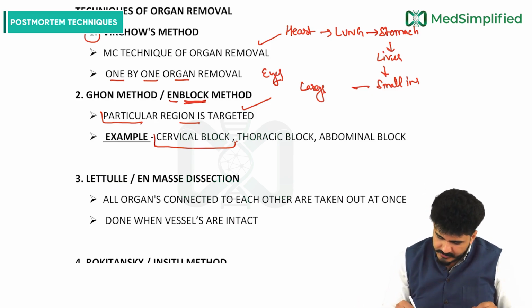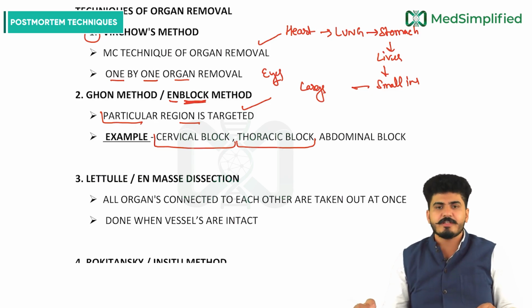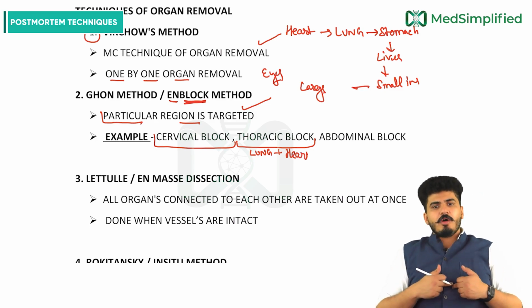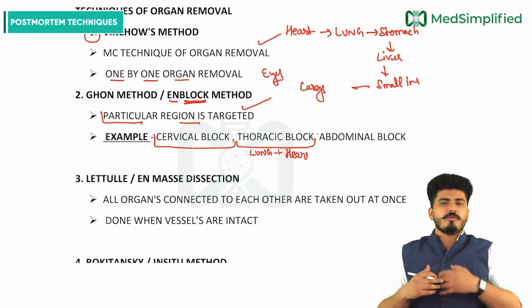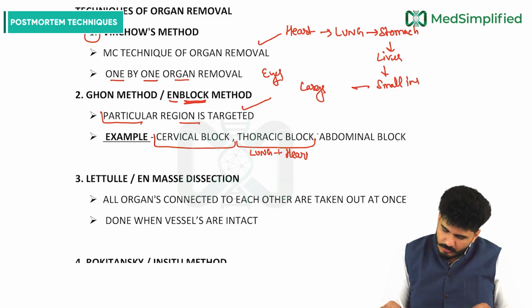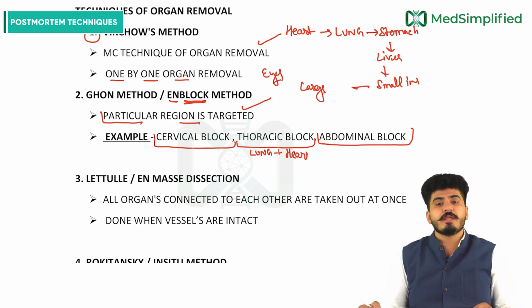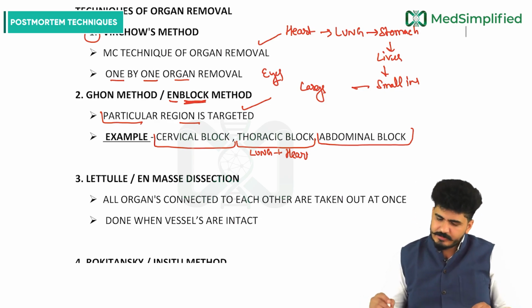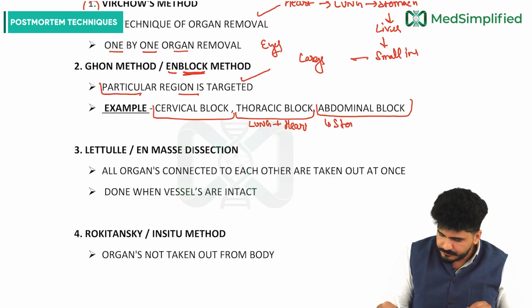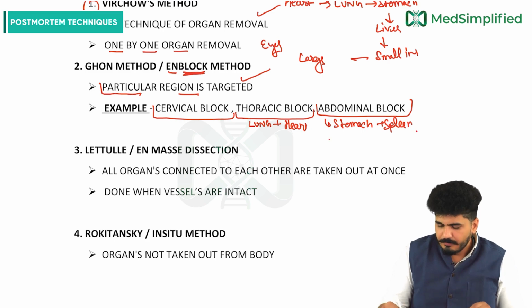Then coming to the thoracic block. What organs would be removed in the thoracic block? Sir, lungs would be removed at once plus heart. So in the thoracic block, lungs and heart would be removed, along with that esophagus might be removed. Then abdominal block. What would be removed in the abdominal block, my dear friends? Stomach, sir, spleen, plus liver, etc. need to be removed in the abdominal block.